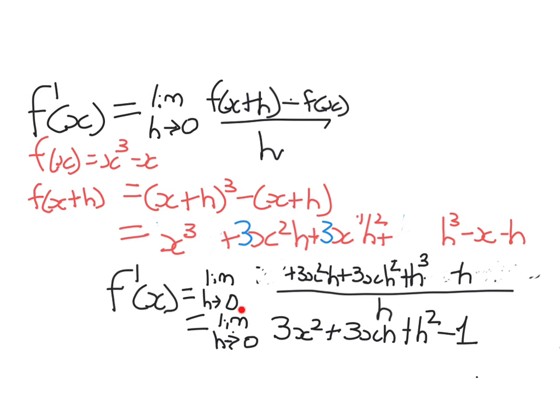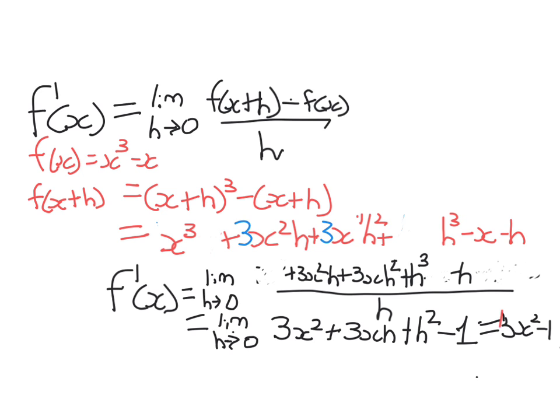Now our final step is to actually take the limit as h approaches 0. As h approaches 0, this becomes 0 because you're multiplying by 0. This becomes 0, and you're left with 3x squared minus 1. So that is the derivative of our original function x cubed minus x.